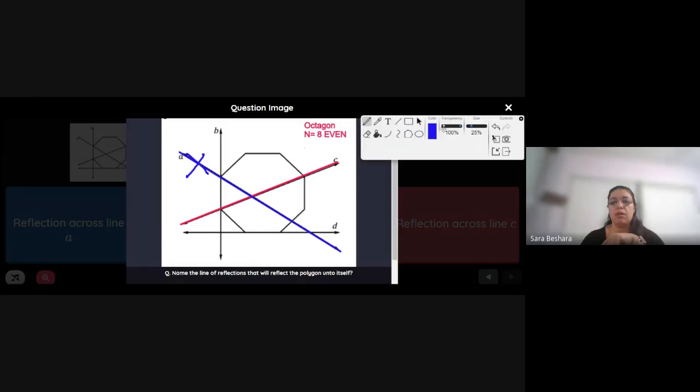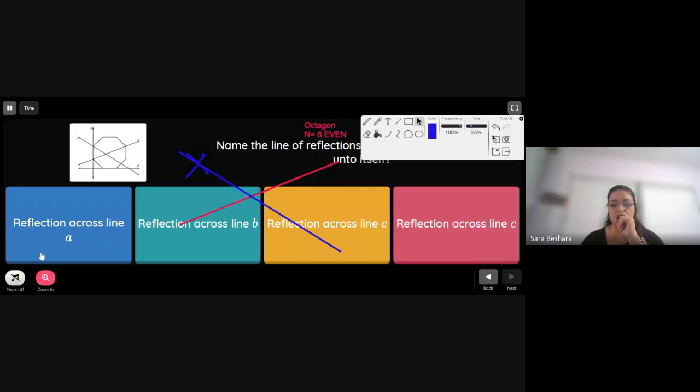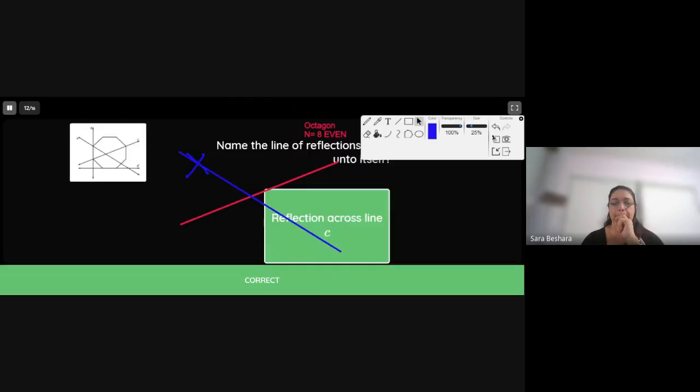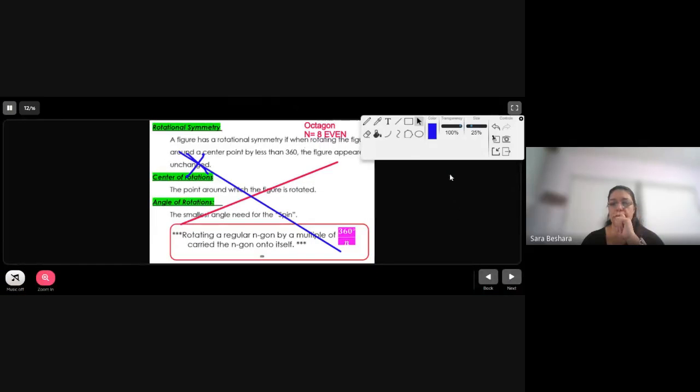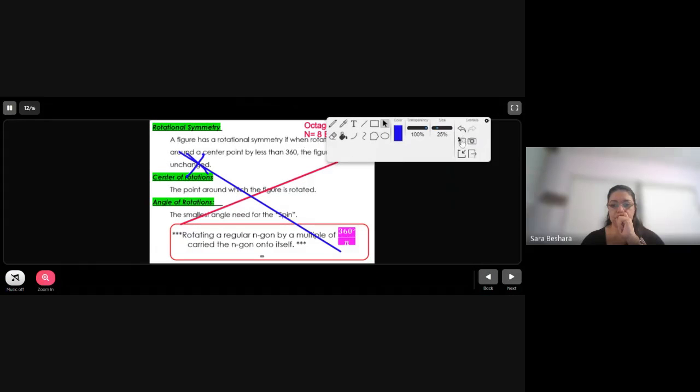Okay, so let's go back here and pick line C. So reflection across A, no. Reflection across B, well, B doesn't really go through it at all. So B is out. D is also out. I put C twice, so I can't remember which one was the correct answer. I'm going to assume this. Yeah, it goes through line C. All right.